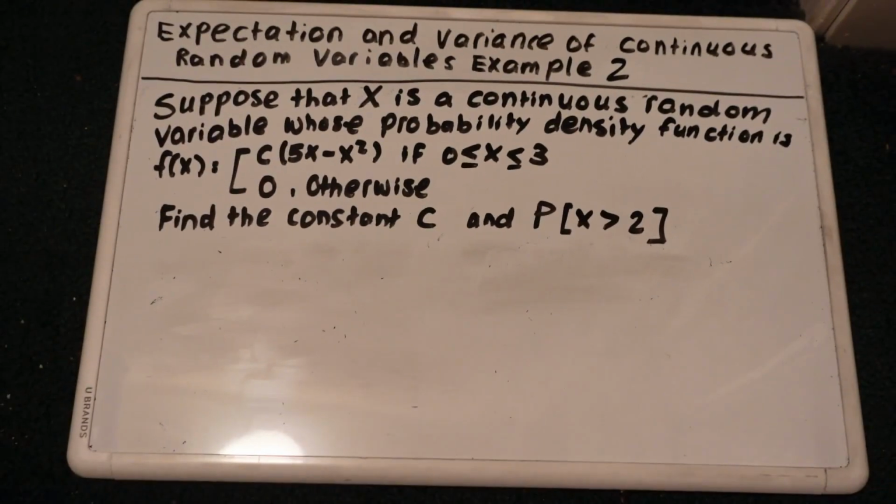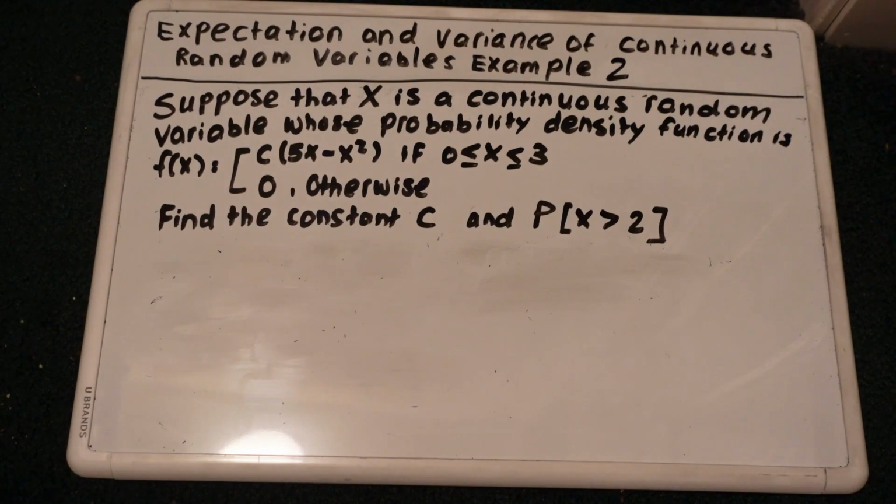So in this video, I'll be doing another example of an expectation and variance of continuous random variables and probability. Suppose that x is a continuous random variable whose probability density function is f of x is equal to c times 5x minus x squared if x is between 0 and 3, and 0 otherwise. Find the constant c and the probability that x is greater than 2. This is another example of an expectation and variance of continuous random variables problem.